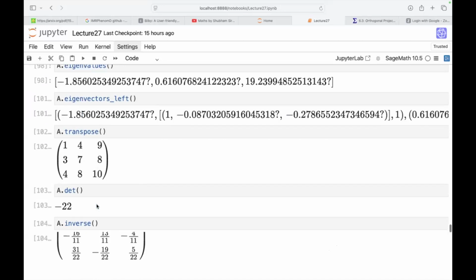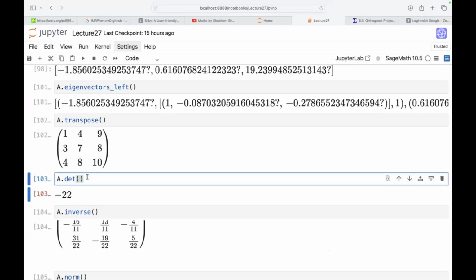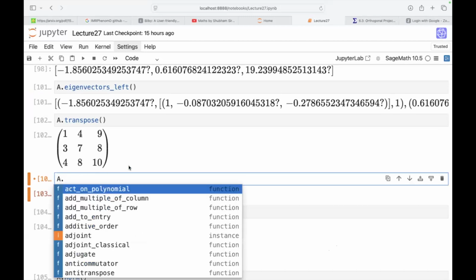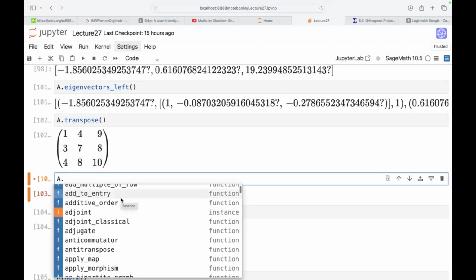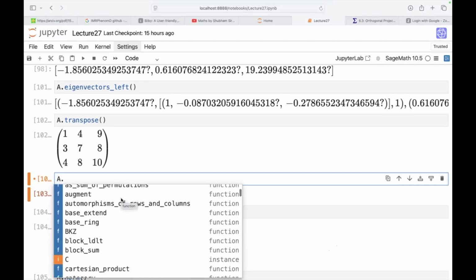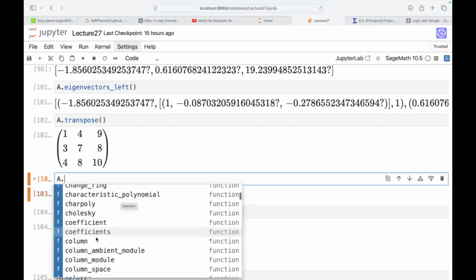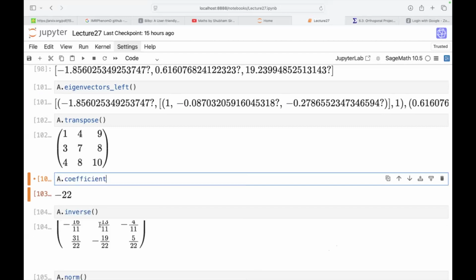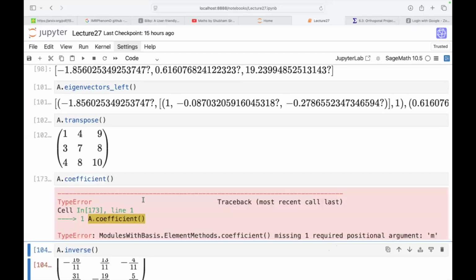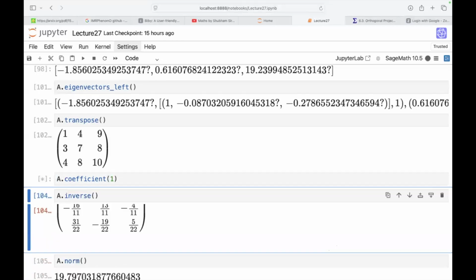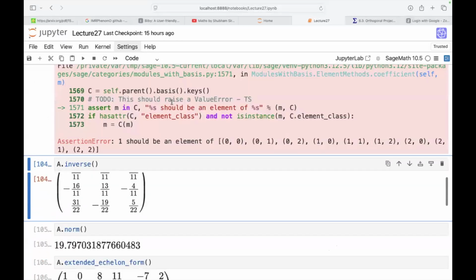So मान लीजिए आपके पास the A vector and the dot and the tag, such as the polynomial can be transformed as ring, such as Cholesky, the Hermitian matrix coefficient instances, about the module which basis is missing one requirement position argument.